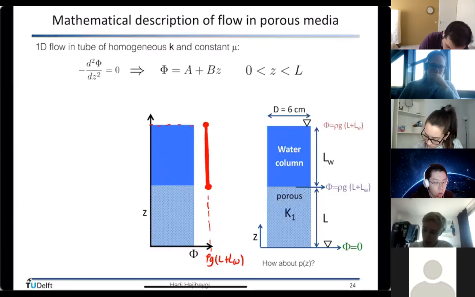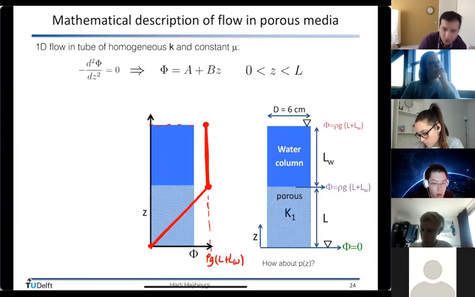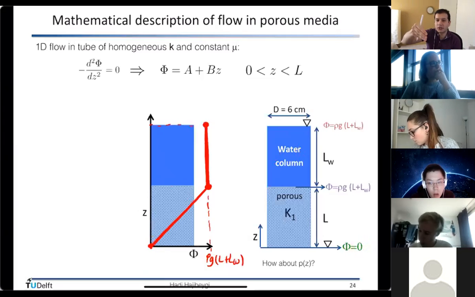Now, what's the potential at the bottom? 0. Which means at the bottom, potential should be 0. So between the midsection and this end section, potential would linearly decrease, decrease, decrease all the way to 0. That would be the potential.